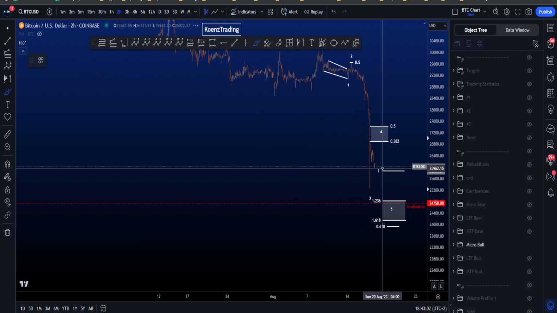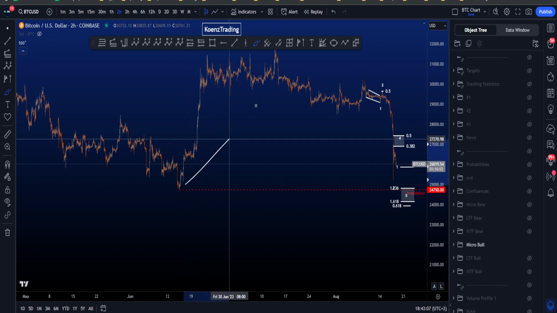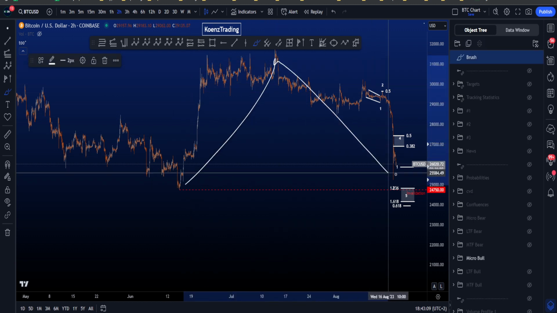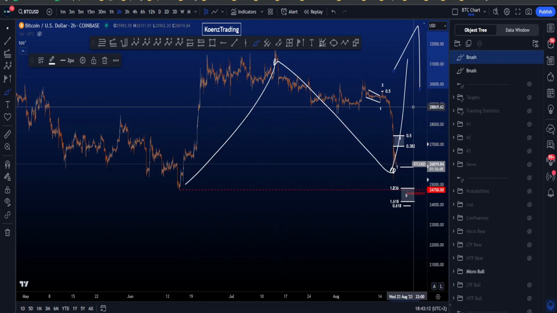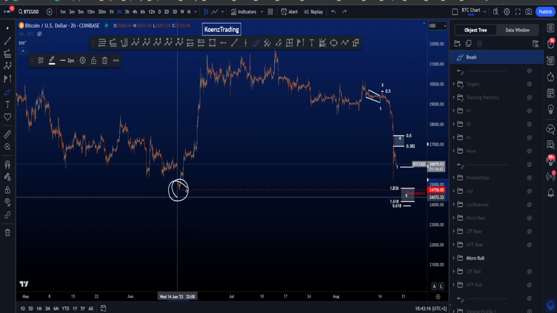Now if we then look for the targets of a wave 5, that is when we get a little bit of an issue, because you see the invalidation level, which is the low over here, because of course if we are looking for this to be a wave 1 or A and then eventually a retracement before another continuation in a C or a wave 3, then price is not allowed to go below this low.